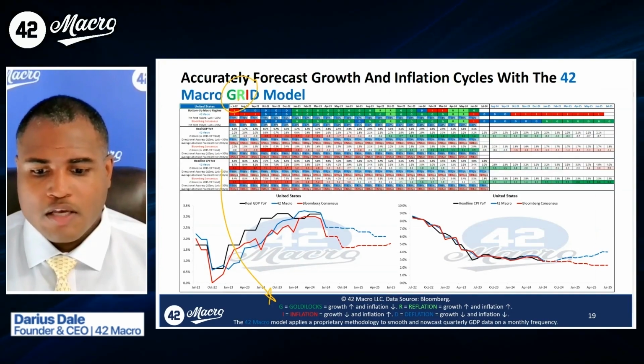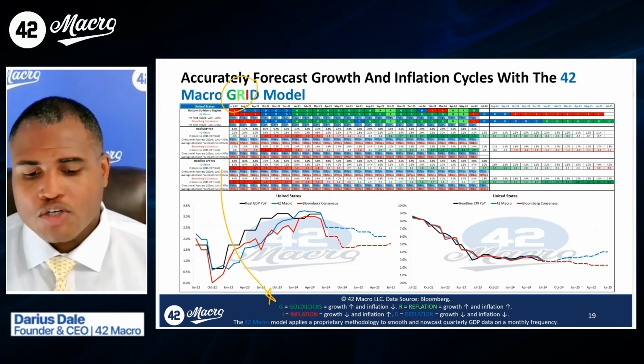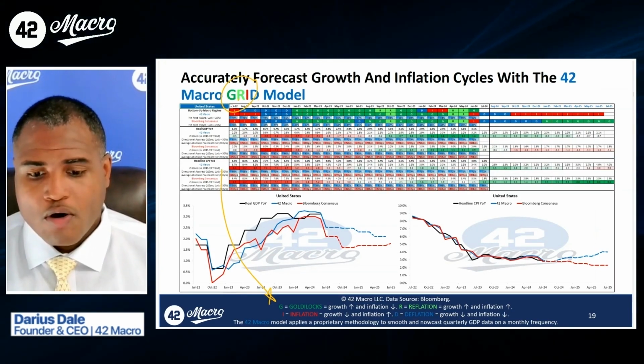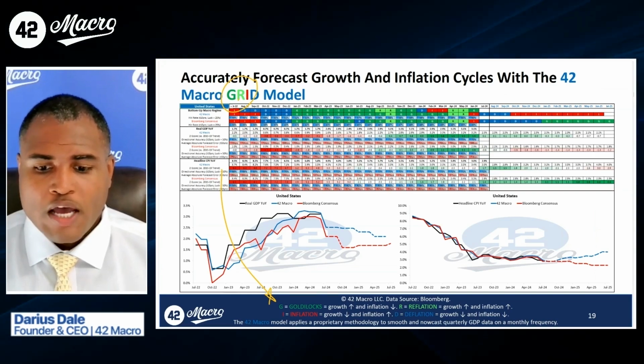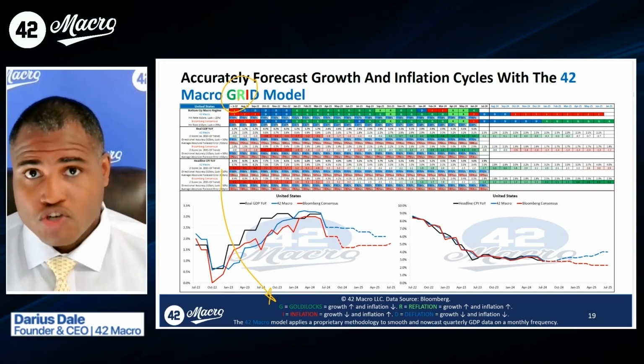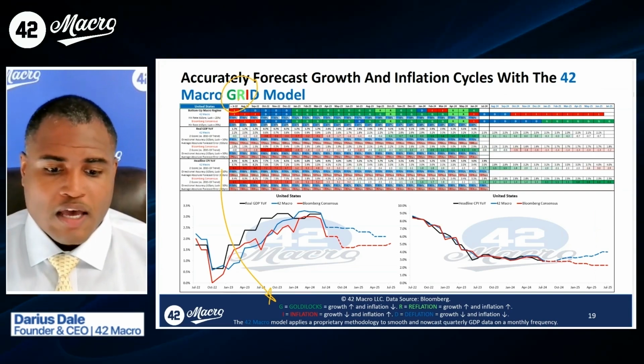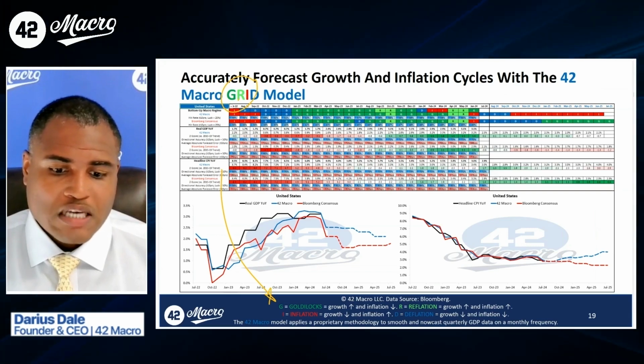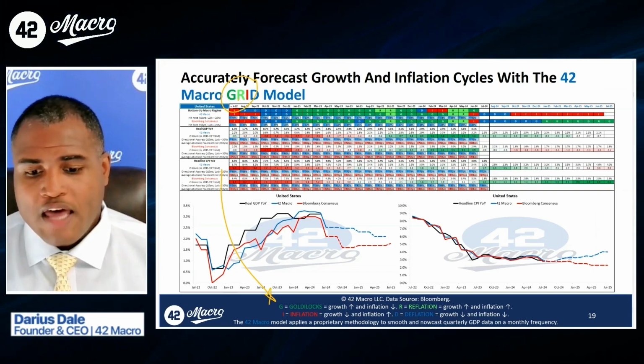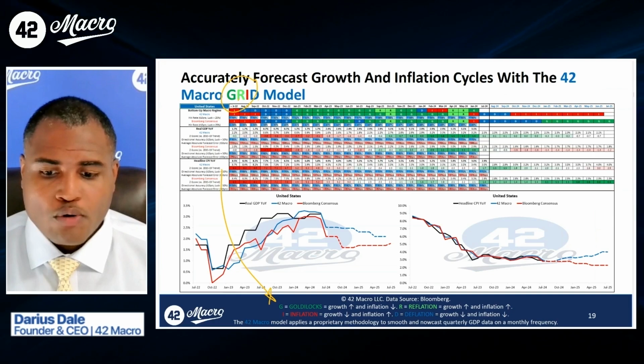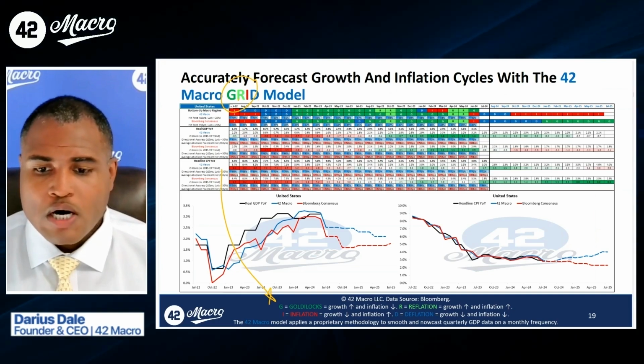Goldilocks is a situation where economic growth is trending higher and inflation is trending lower. Reflation is a situation where economic growth is trending higher and inflation is trending higher simultaneously. Inflation is whereby growth is decelerating and inflation is trending higher. And then finally, deflation is where growth and inflation are trending lower simultaneously.